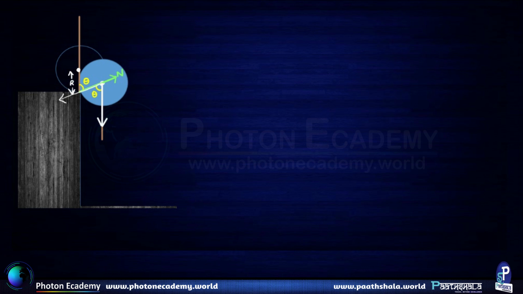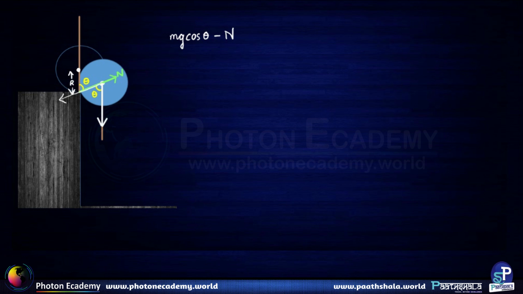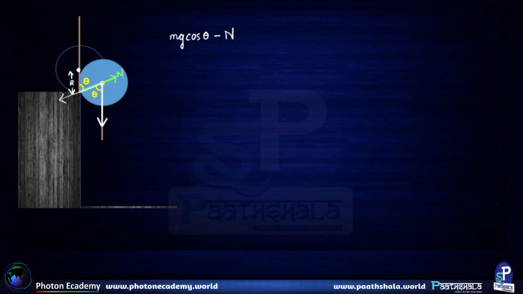So mg cos theta is the component of gravity that is towards the point of contact, minus N, the normal reaction, is the component of gravity that is away from the point of contact. Now what does this expression represent? It represents the net force that is acting towards the point of contact, the net resultant force of gravity and normal reaction. This expression represents the net force acting towards the point of contact.